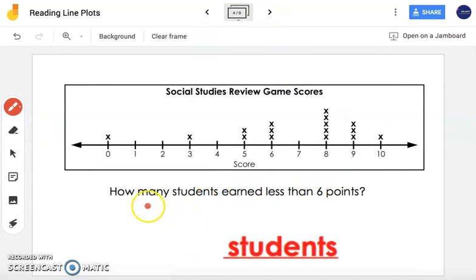In this next question, it says how many students earned less than 6 points. So notice it's less than 6 points. That means these students could score a 5, a 4, a 3, a 2, a 1, or a 0. So now we need to count all the X's I see in this region. So here I have 1, 2 students, 3 students, 4 students. So my answer here, how many students earned less than 6 points, would be 4 students.